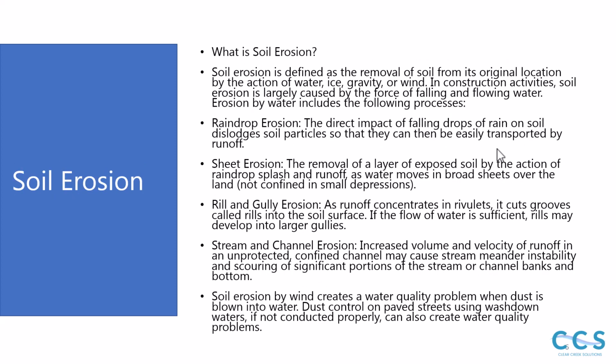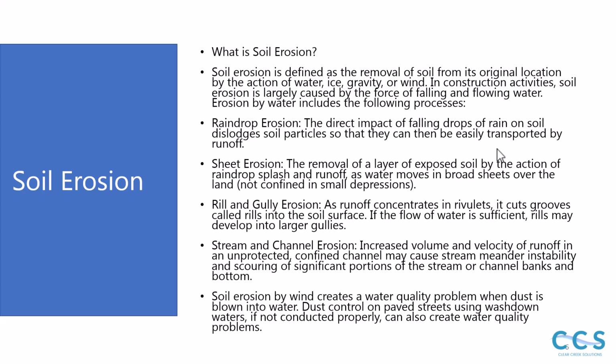So let's get into soil erosion. What is soil erosion? Soil erosion is defined as the removal of soil from its original location by the action of water, ice, gravity, or wind. In construction activities, soil erosion is largely caused by the force of falling and flowing water.